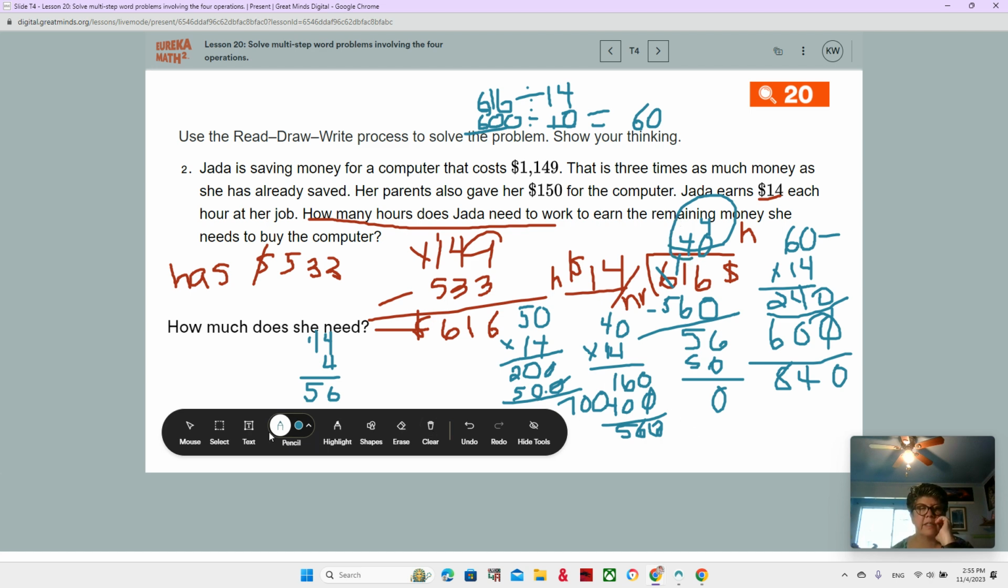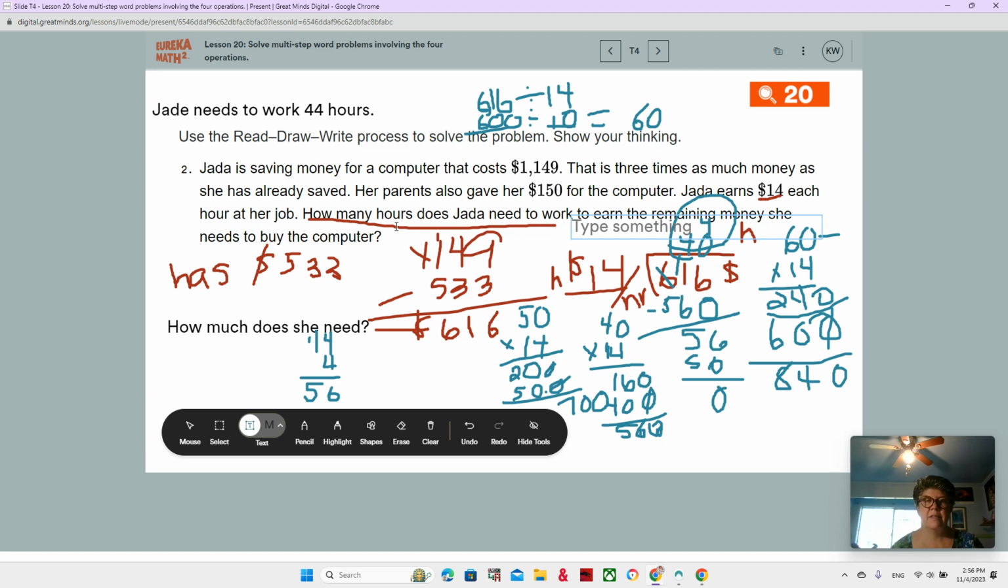And we need to write that as a sentence. Jade needs to work 44 hours. Double checking that we're answering the question: how many hours does Jade need to work? Jade needs to work 44 hours.